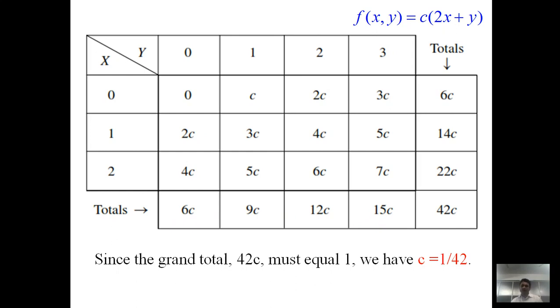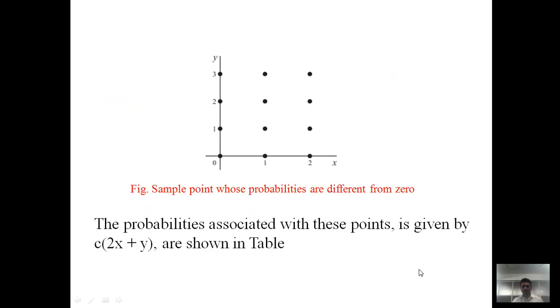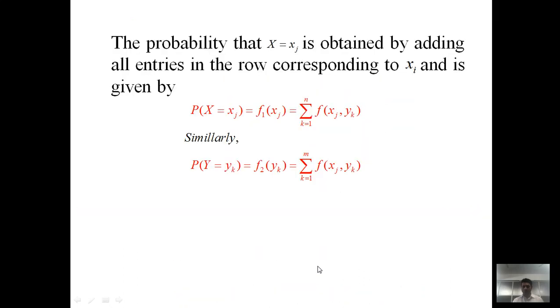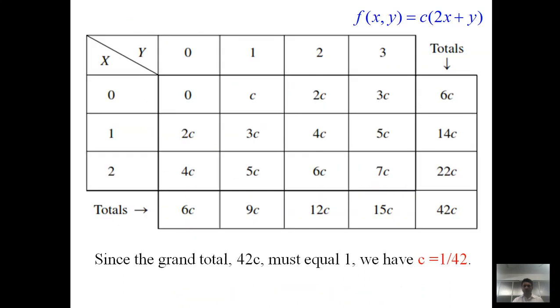And we are interested to find out the value of unknown c. But as we know the property, the sum of all the points of f(x, y) is 1. So we have to use that property to find out the value of c. So this is nothing but the sum of all the values over xi and yi. So ultimately we have 42c is equal to 1, and hence c is 1 by 42.